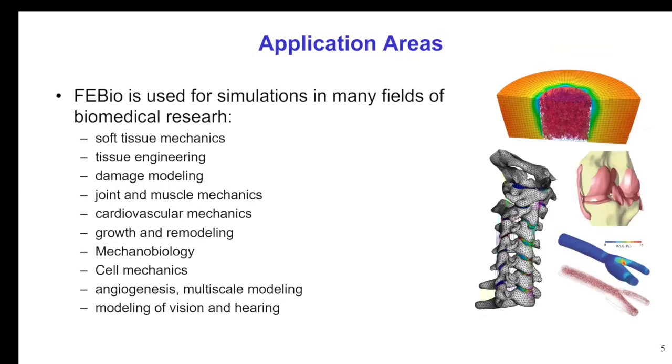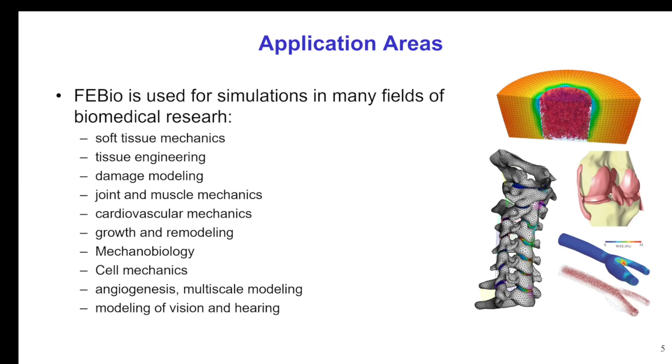So FEBio has been applied across a wide range of application areas that are represented here at this conference. Obviously soft and hard tissue mechanics are big areas, but I think that some of the more recent work in our software has focused more on damage modeling and growth and remodeling and mechanobiology. And those areas are well represented now in the software. And of course, you'll see many applications of these types of analyses here at the conference. If you go to the sessions, a lot of people use FEBio in their research.